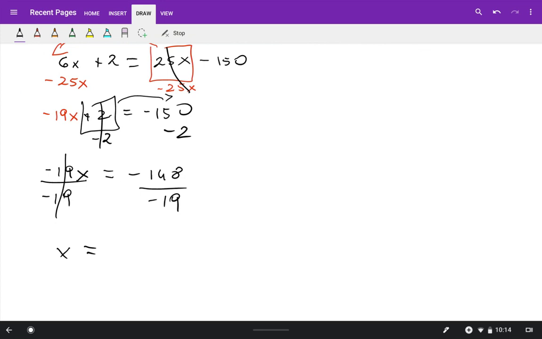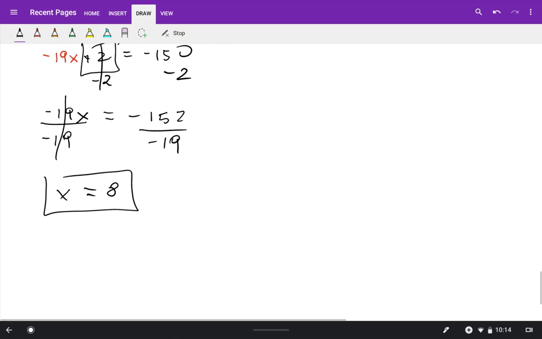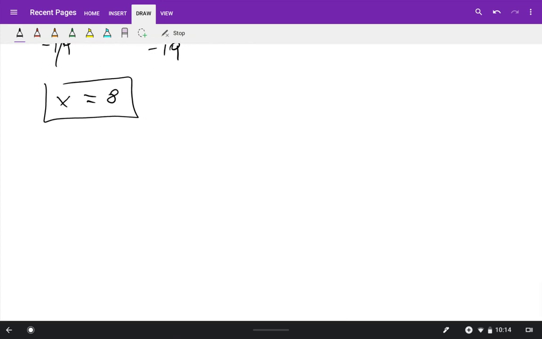Oh, I'm sorry, I messed up here. See the mistake. Negative 150 minus 2 will give you negative 152. So negative 152 divided by 19 will give us negative 8. Wait, x equals 8. So that's the solution. And let me just solve one more, and I think you guys should be fine with those equations.